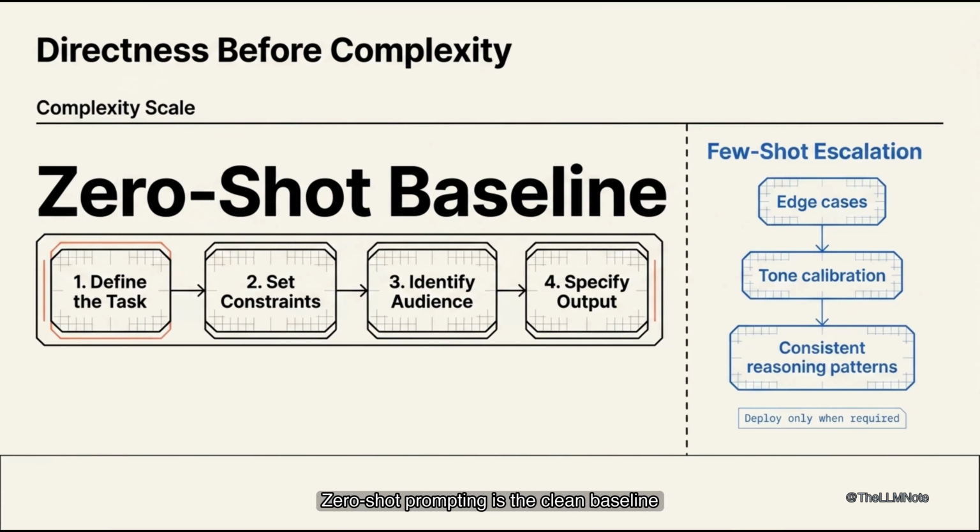Zero-shot prompting is the clean baseline. Define the task, constraints, audience, and output. Few-shot prompting becomes necessary when quality depends on examples, edge cases, tone calibration, or consistent reasoning patterns matter.